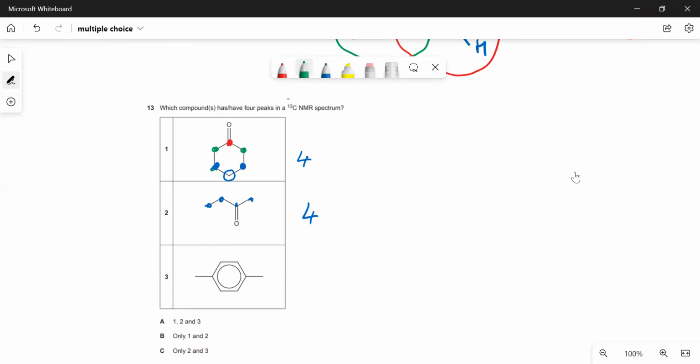Let's check the last one. We've got those 2 methyls, they're the same as each other. We've got those 2 carbons there, they're the same as each other. And if you look at all the other carbons, they're all the same as each other. So that would only give you 3 peaks. So the answer is 1 and 2. So it's B.